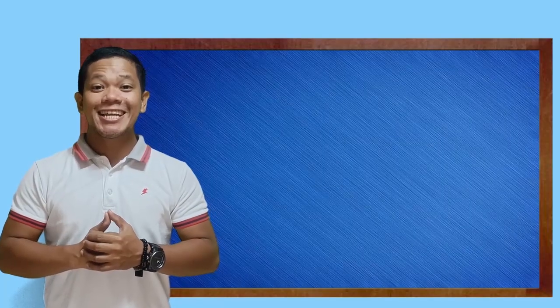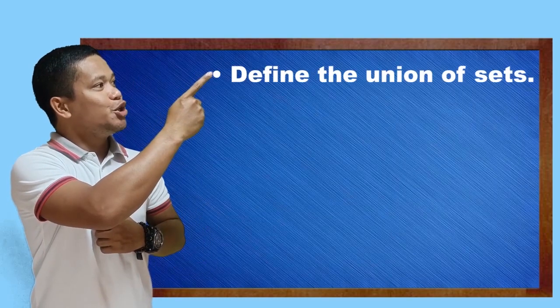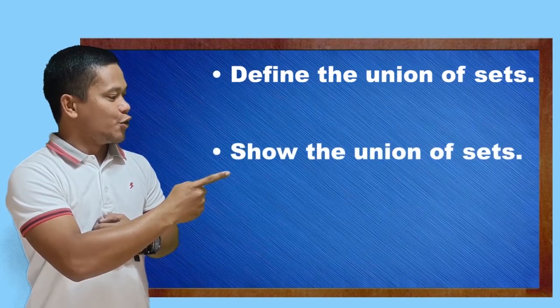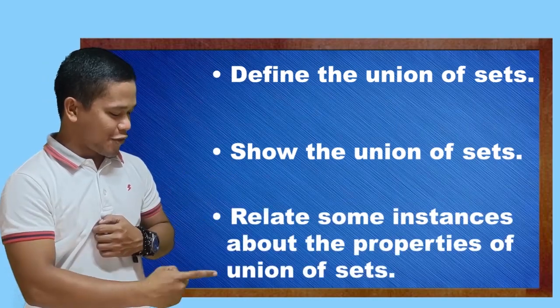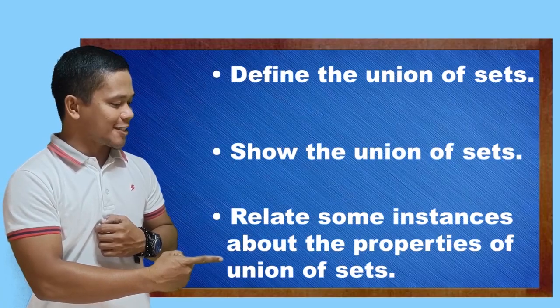Before we proceed, let us be guided by the following objectives. First, define the union of sets. Second, show the union of sets. And third, relate some instances about the properties of the union of sets.